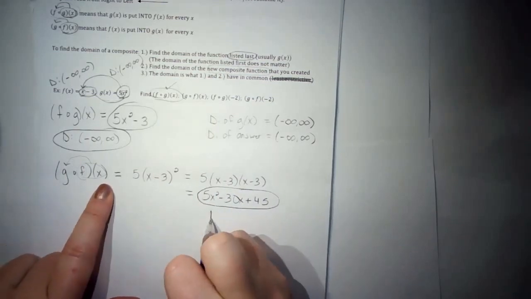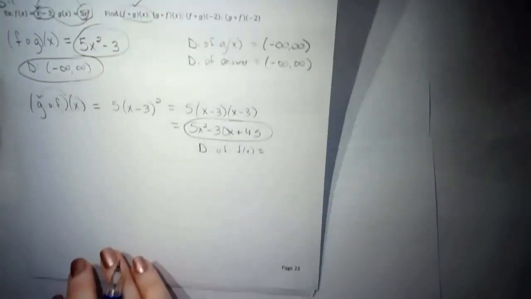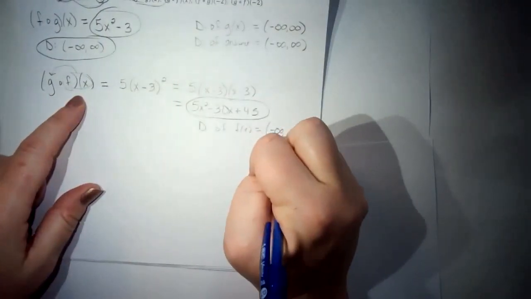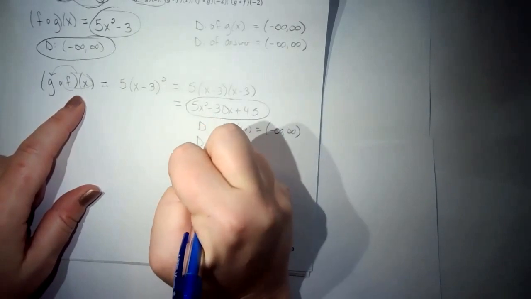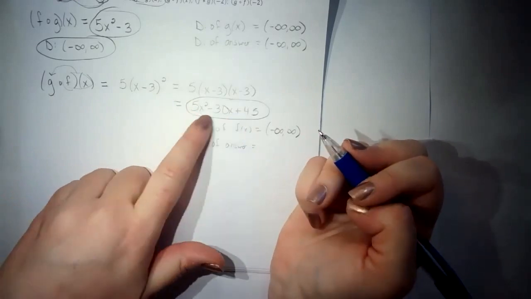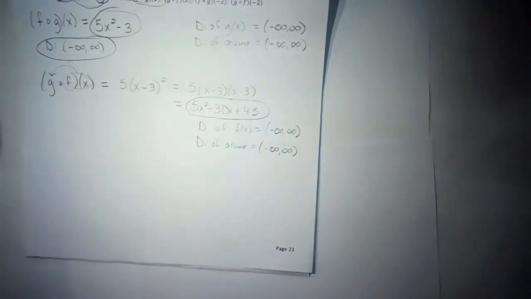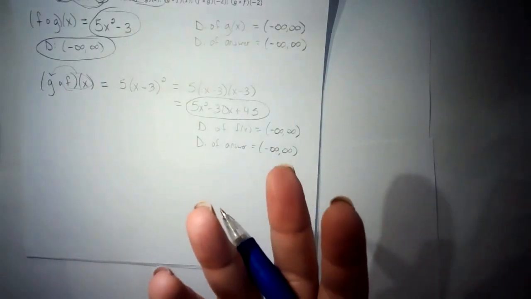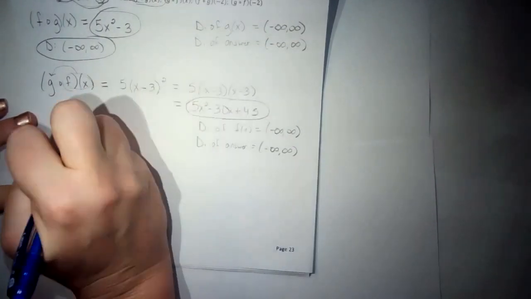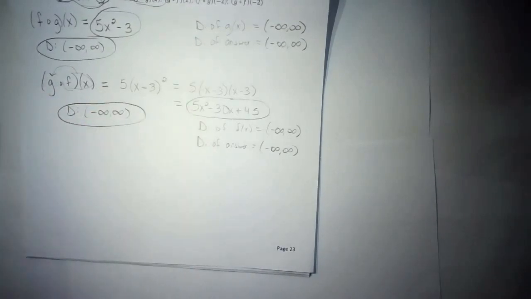Now let's find its domain. I need the domain of f of x in this case, because it was the one listed last. We already came up with that. We said it was all real numbers. Now I'm going to come up with the domain of the answer we just did. What's its domain going to be? Same thing, all real numbers, because we didn't make a denominator or a radical. So what's the official domain for the whole problem? Again, all real numbers.